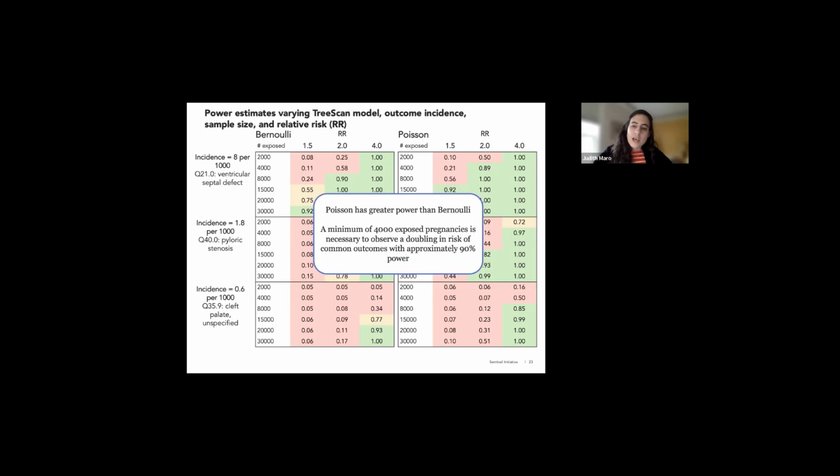So we often get asked, what will you recommend going forward about when we should do signal identification? I'm going to recommend that we do it even when we don't have 4,000 exposed pregnancies. But one of the reasons that we want to know this information is that we want to set expectations of what we actually can detect under various circumstances, based on the data that are available.